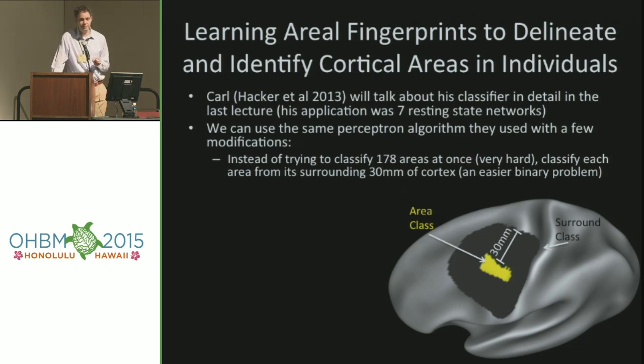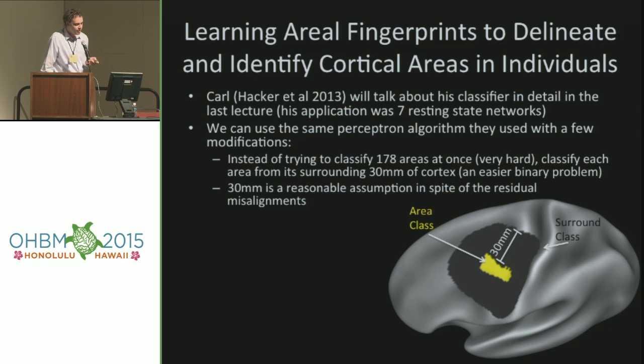That's a very hard problem for a classifier if you have that many classes. Instead, we're going to do something simpler. We're going to classify each area from its 30 millimeters surrounding it. So basically 30 millimeters in every direction along the surface we're going to consider. This is that really coarse spatial localization that we have, but it's within what's reasonable if you've done a registration, in spite of those misalignments.